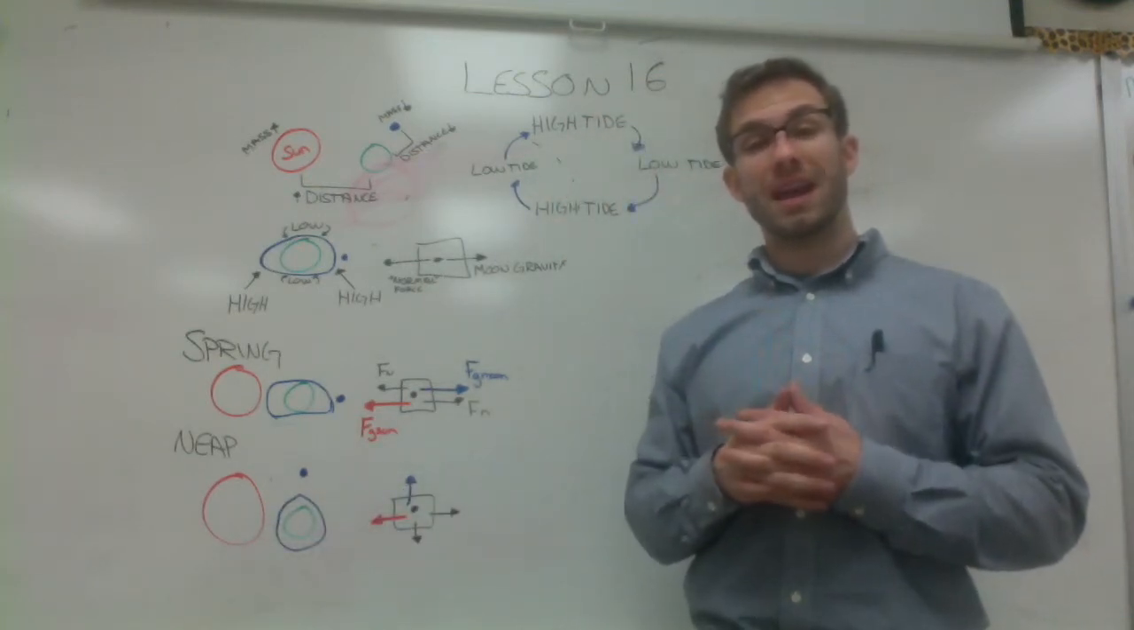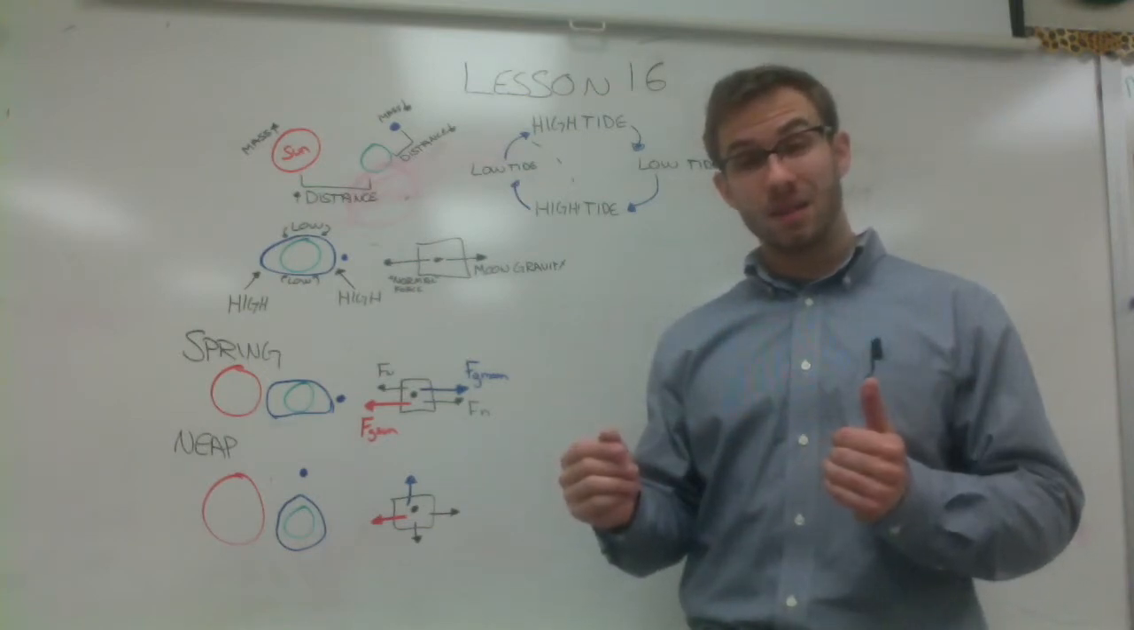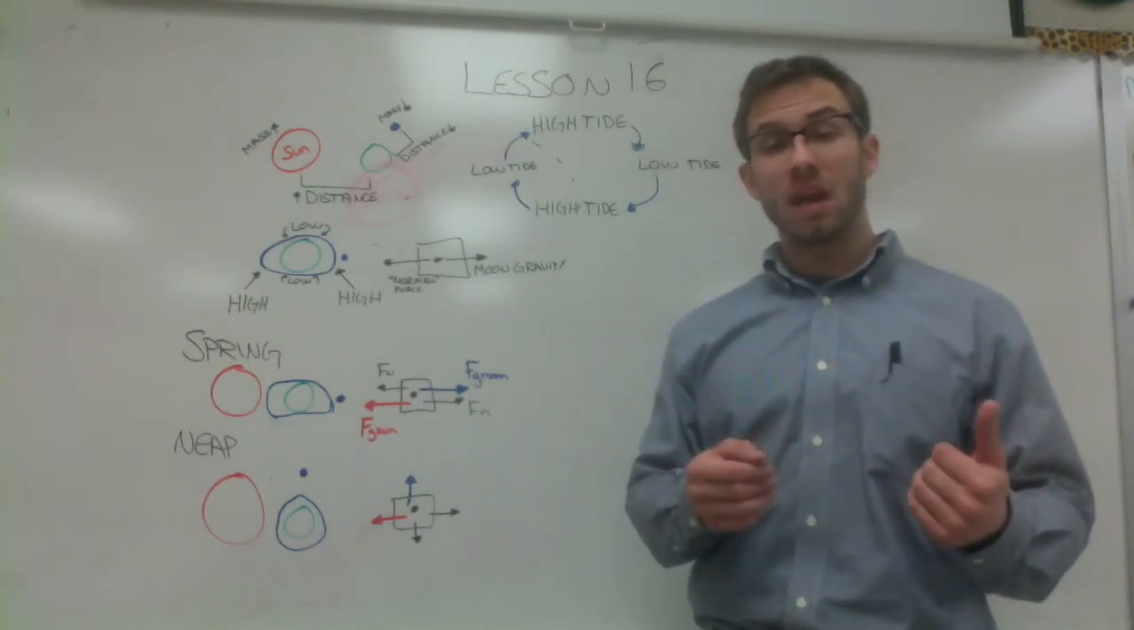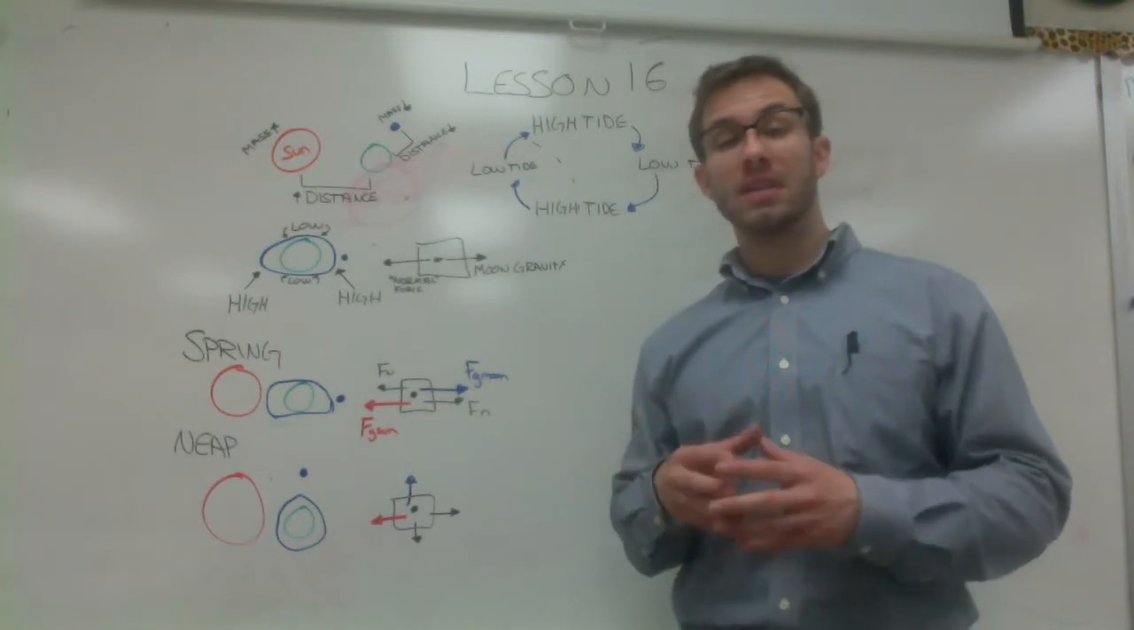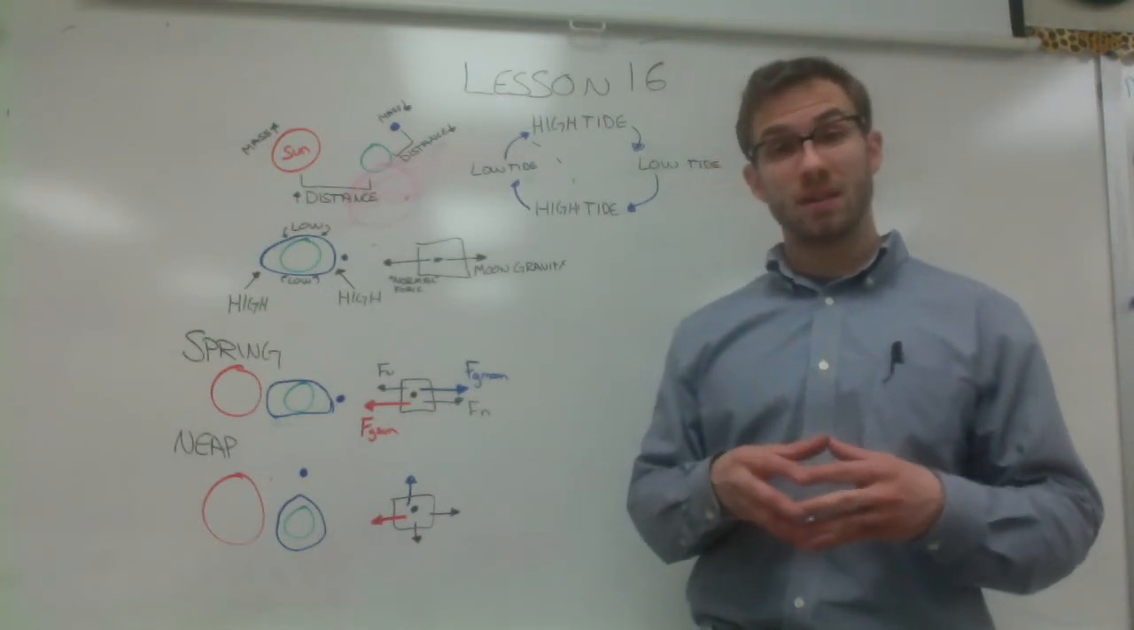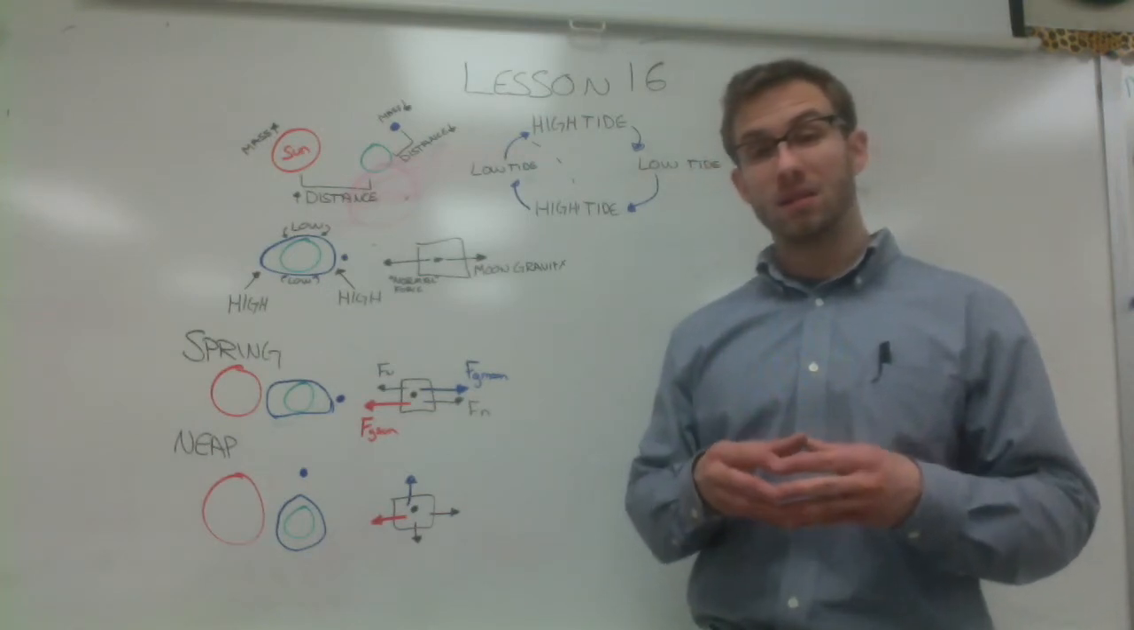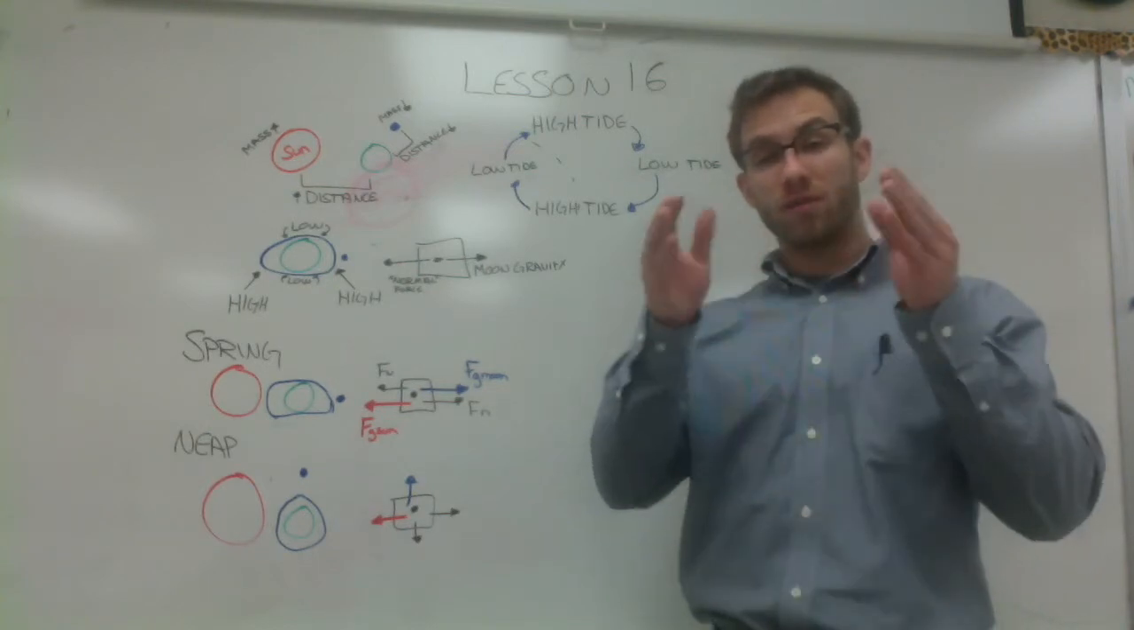Here we see that we have the lowest highs and the highest lows. Let me repeat that one more time. With neap tides, we have the lowest high tides and the highest low tides so that it's more uniform around the planet.